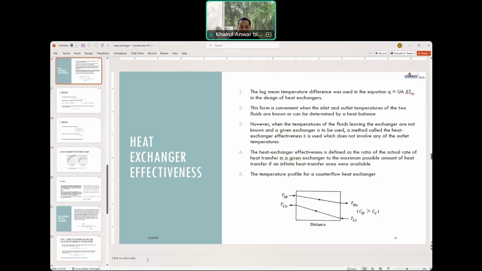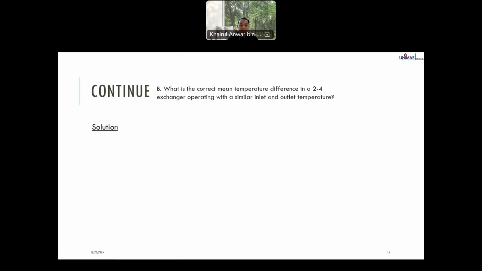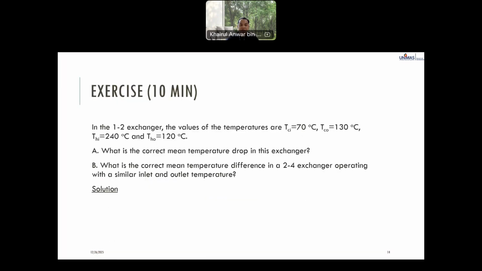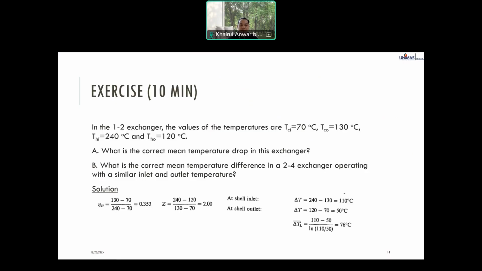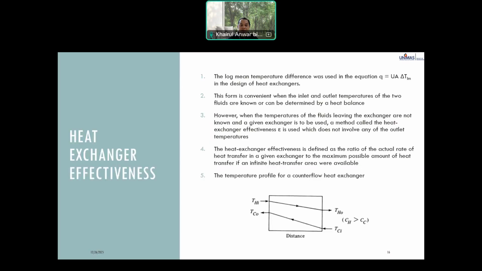Continue for heat exchanger. We previously covered until the exercise, and then we have done the exercise. So now, heat exchanger effectiveness.